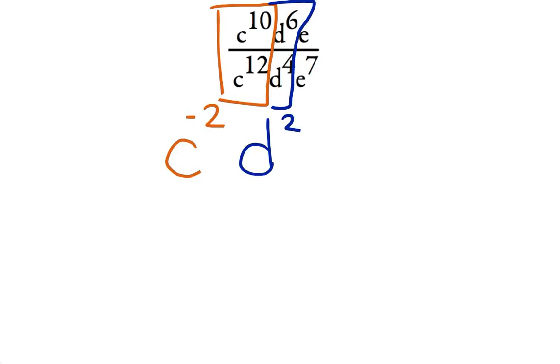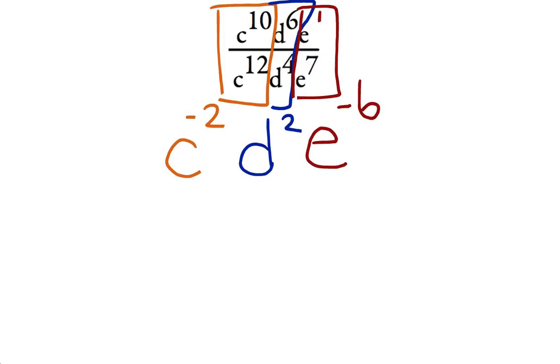Lastly, I'm going to look at my e's. I have e divided by e to the power of 7. Remember, if I don't have an exponent, I'm going to assume it's 1. So e to the power of 1 divided by e to the power of 7 is going to give me e to the power of negative 6.